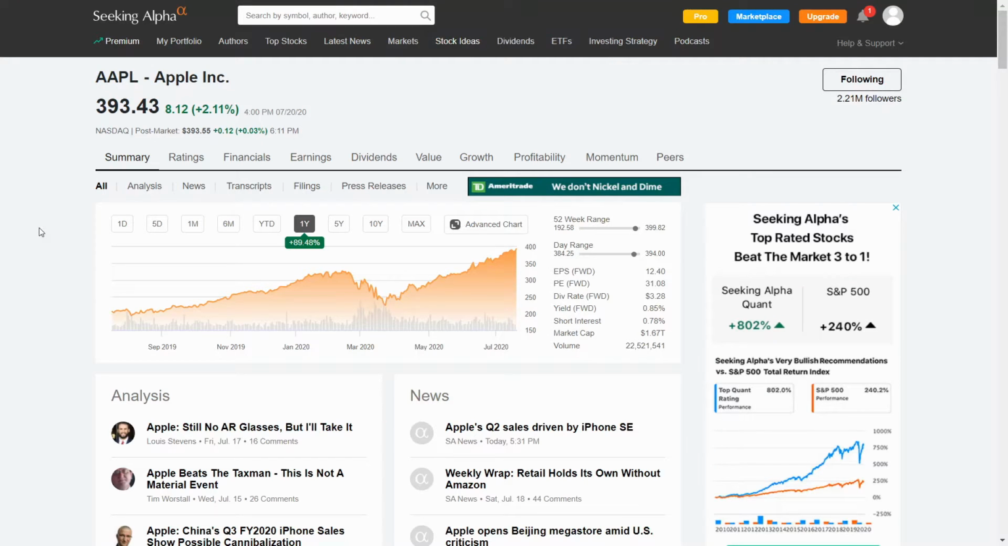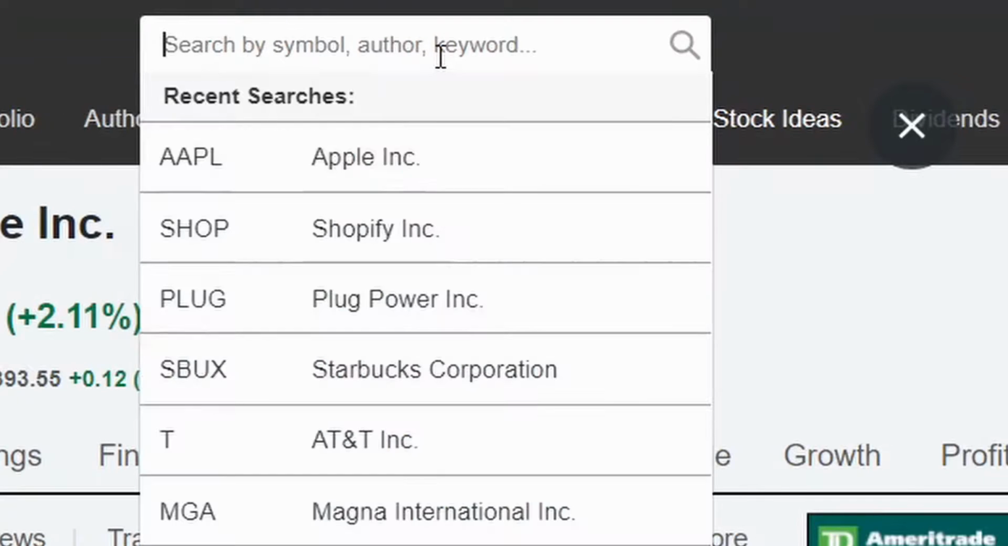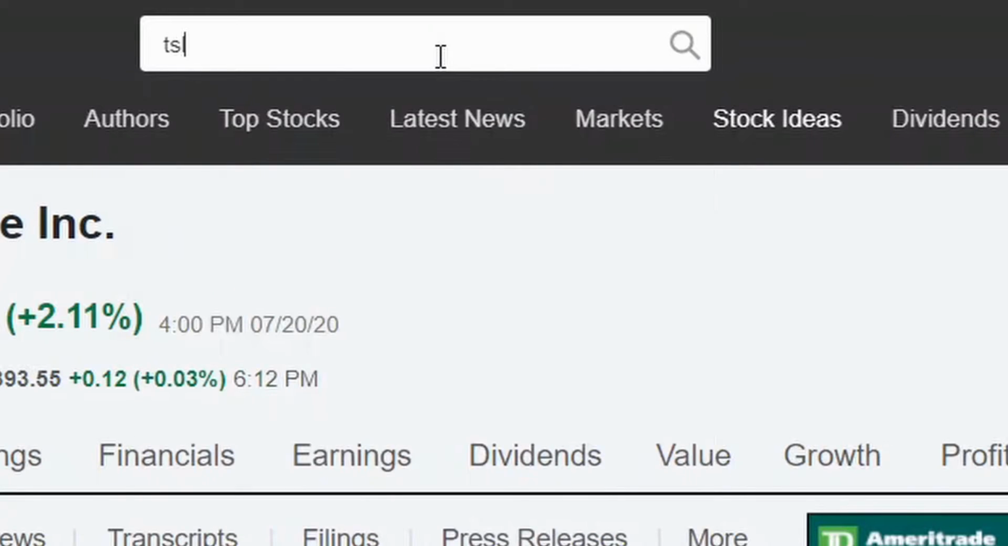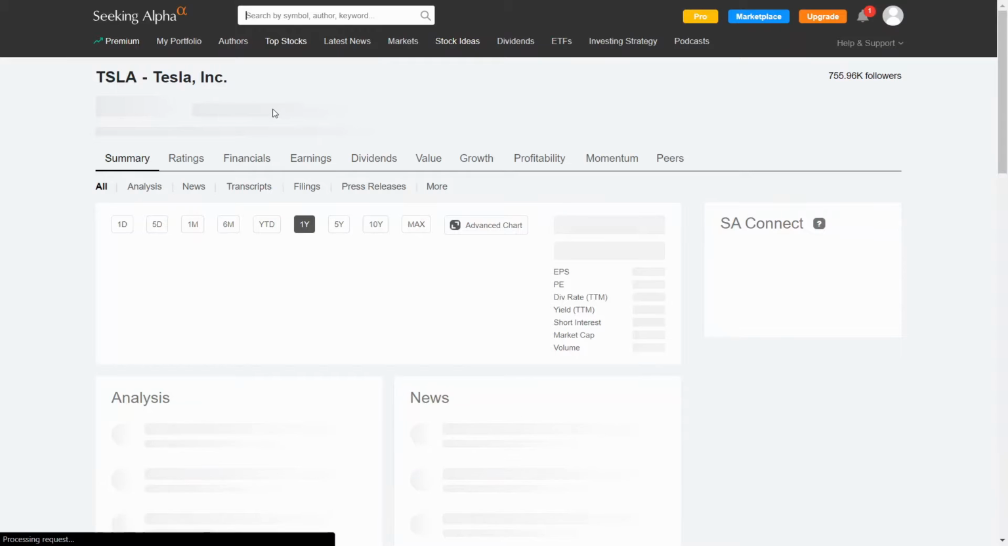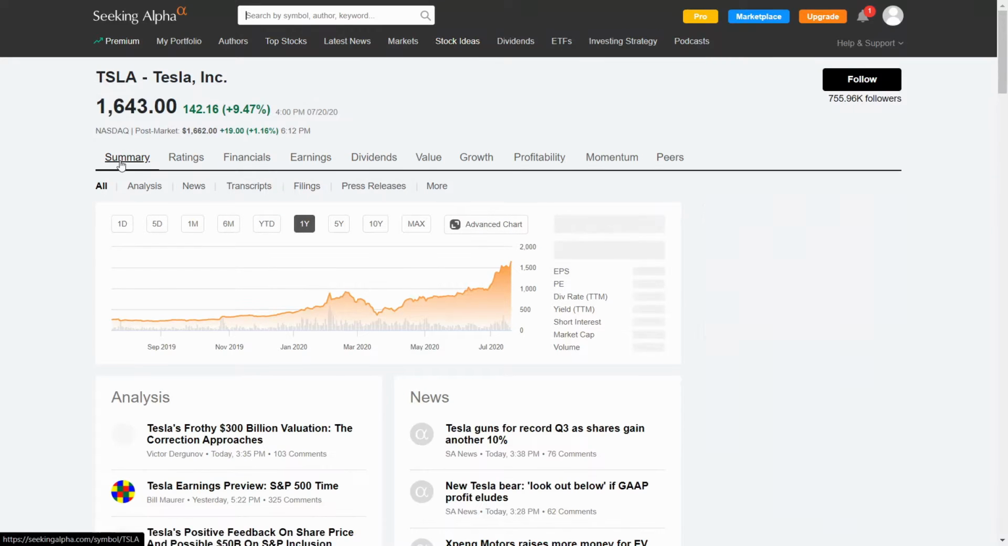So here's the website Seeking Alpha. The first thing you may notice is the search bar right here. You could type in any kind of symbol. So let's type in, how about everyone's favorite stock right now, Tesla. If we type in Tesla, there it is. We click on it, and the first thing it'll bring you to is its summary.